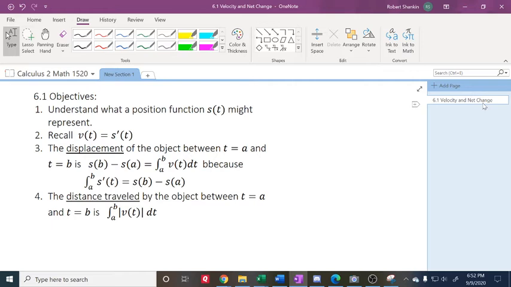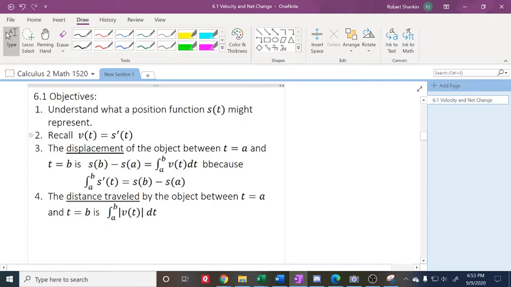And the objectives in this lesson are, and I don't often write down what the objectives are, but it might seem, because there's so much here, that you get lost and you wonder what was the real point of today, and this is the point. Understand what a position function, S of t, might represent. To refresh yourself that the velocity is a derivative of a position function.